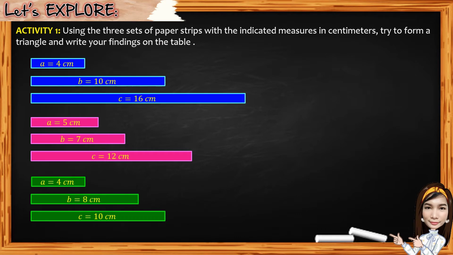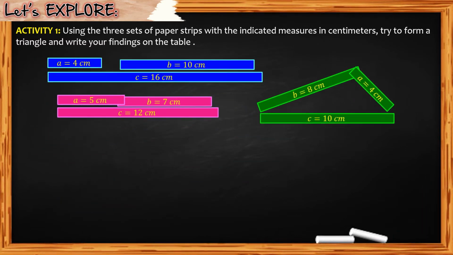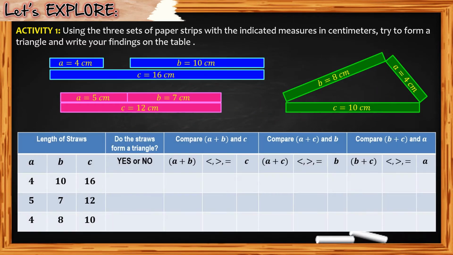Now let's have another activity using the 3 sets of paper strips with the indicated measures in centimeters. Try to form a triangle and write your findings on the table. On the first set, we have 4 centimeters, 10 centimeters, and 16 centimeters. On the second set, we have 5 centimeters, 7 centimeters, and 12 centimeters. And for the third set, we have 4 centimeters, 8 centimeters, and 10 centimeters. Now let's try to form a triangle, and let's write our findings on the table.